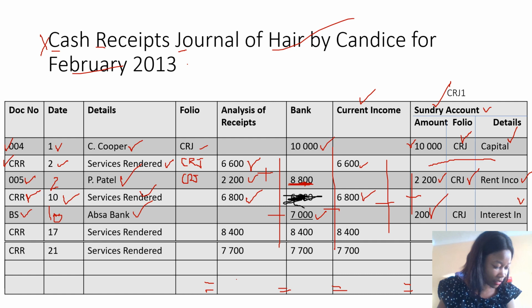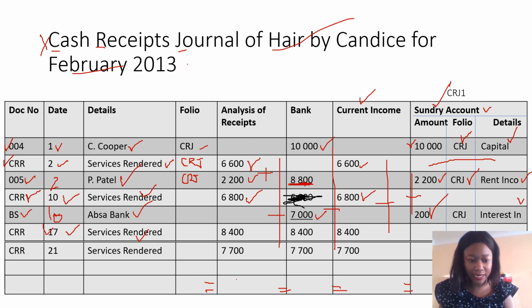The 17th, the total services rendered, we know that it's CRR for services rendered, and on the 17th, details is services rendered there. So we can record the rest of the transactions. If there are any questions, you send them through.